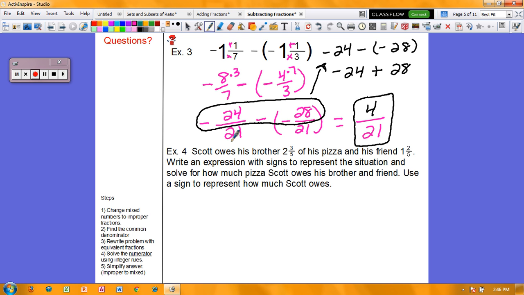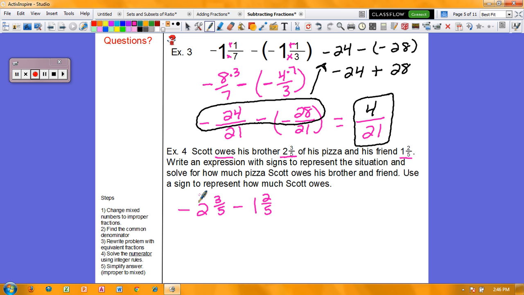Alright, so he owes his brother 2 3/5 of his pizza. If he owes that much, that means he's going to have to give away 2 3/5 of his pizzas. He would have to have more than one to give away 2. And then he owes his friend 1 2/5. Again, he owes it, so he's going to have to take away another 1 2/5 of his pizzas. So here's our expression with our signs. Now we want to solve it.